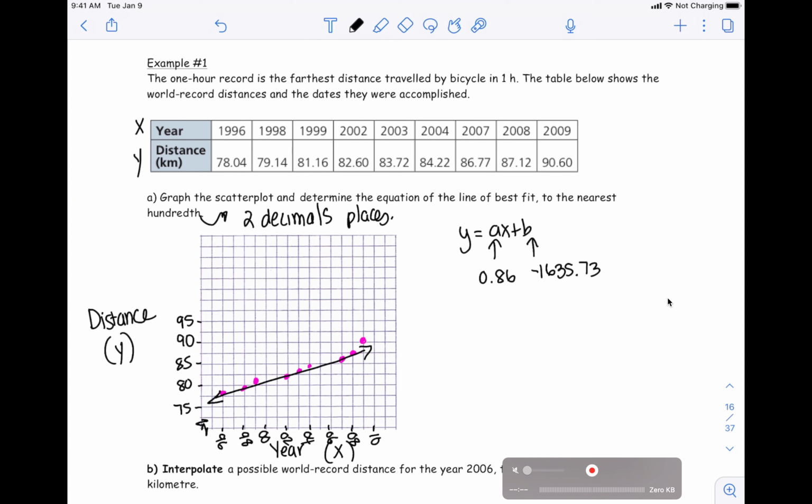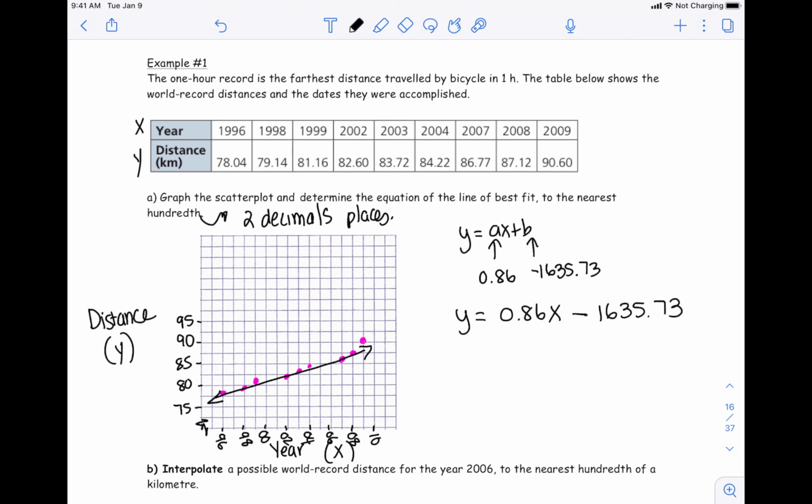So you're going to write y equals, a needs to be replaced with 0.86, x stays as it is, and then minus, because it's a negative number, 1635.73. So that's rounded to the nearest hundredth, 2 decimal places, as your final answer.